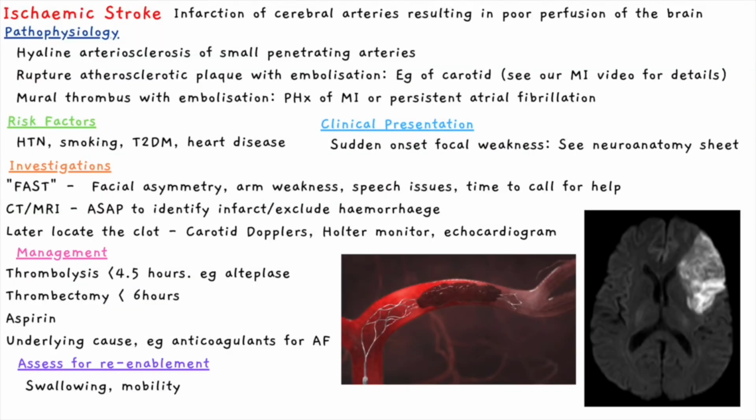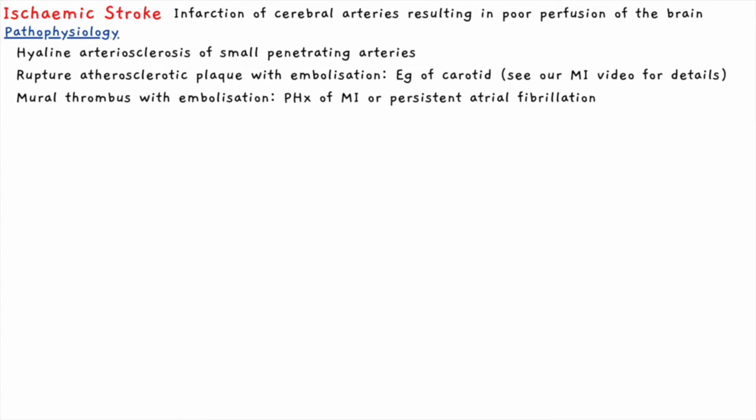This video is on ischemic stroke. Ischemic stroke is infarction of cerebral arteries resulting in poor perfusion of the brain. About 80 to 85% of strokes are ischemic strokes, the other main type being hemorrhagic strokes, which we will not cover in this video. So let's look at the pathophysiology of ischemic strokes, bearing the definition in mind.